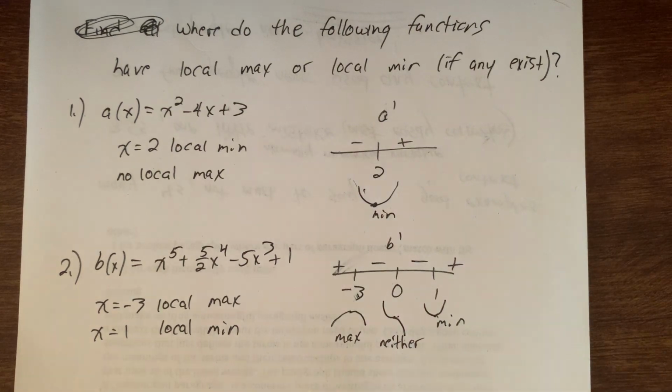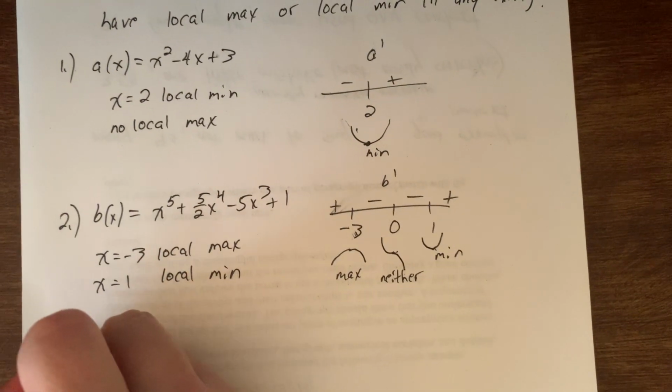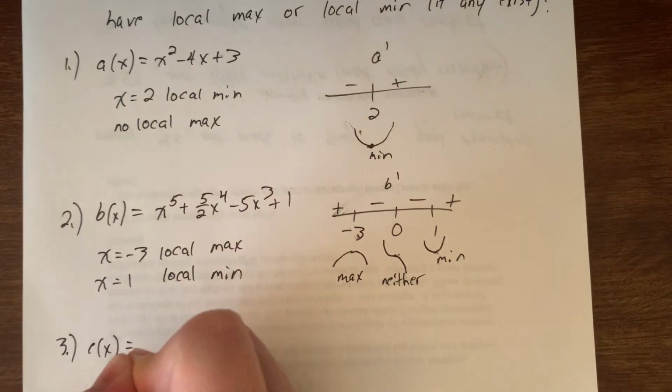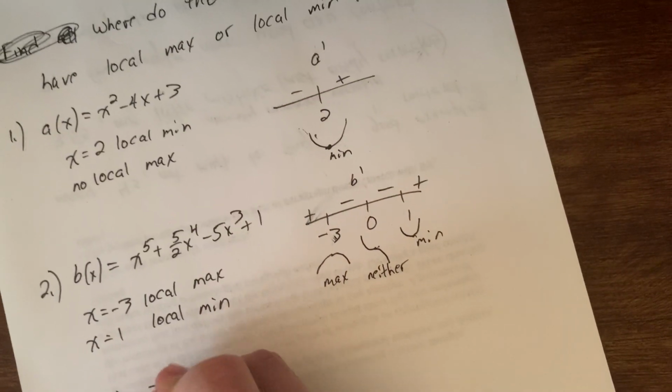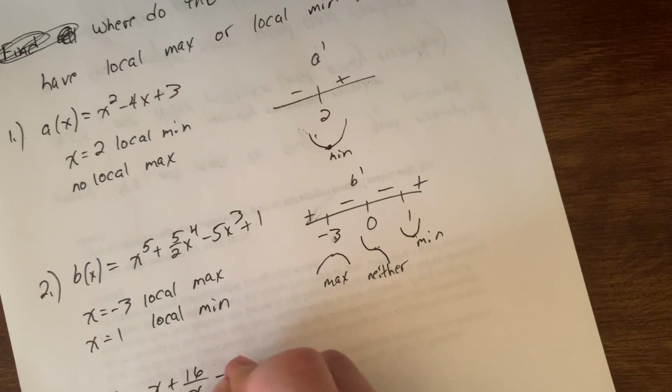Okay, we're still not stopping here. We're going to go right into number 3. c of x was the x plus 16 over x minus 3 function.